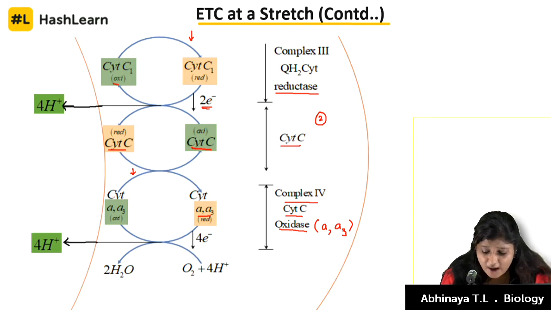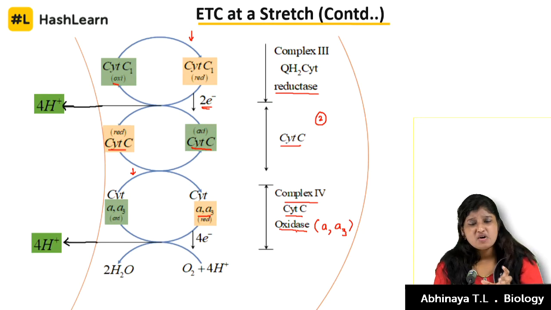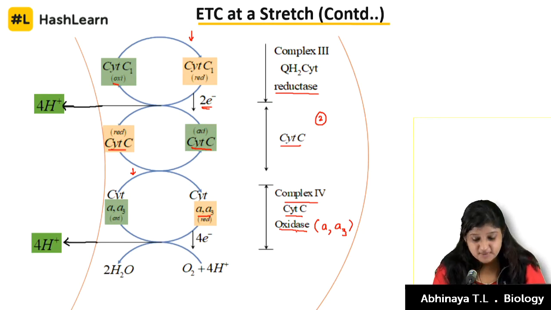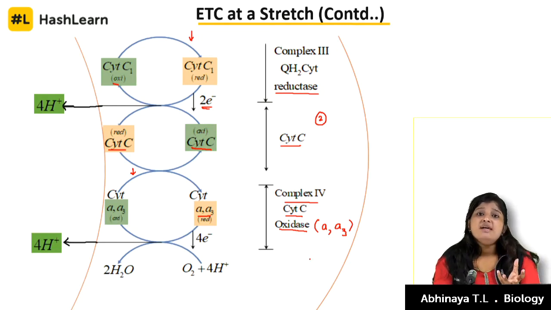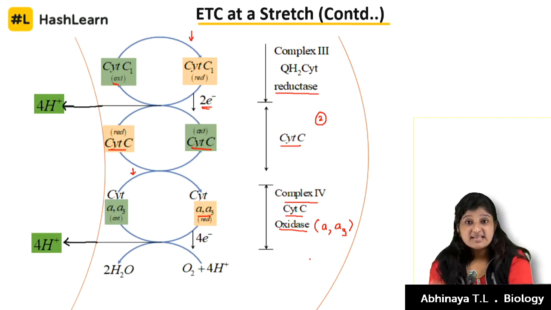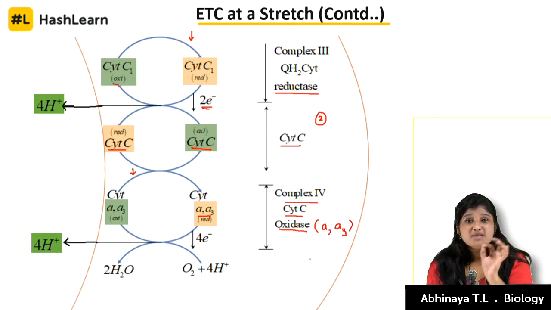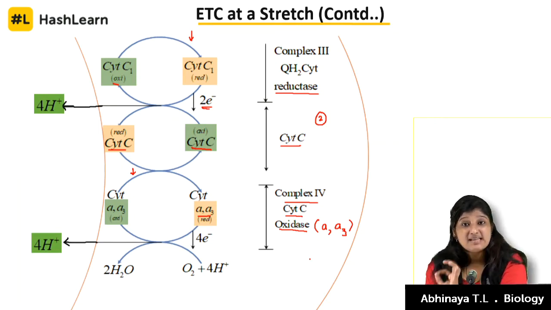This complex is called oxidase because it's going to be the last complex. As soon as it receives the electrons, it's going to give them off to oxygen. So which is the complex of the ETC from where electrons are lost to oxygen? The last complex, if anybody asks you, is complex 4, named cytochrome C oxidase. The other enzymes were named reductase. This is the only complex which ends with the word oxidase.